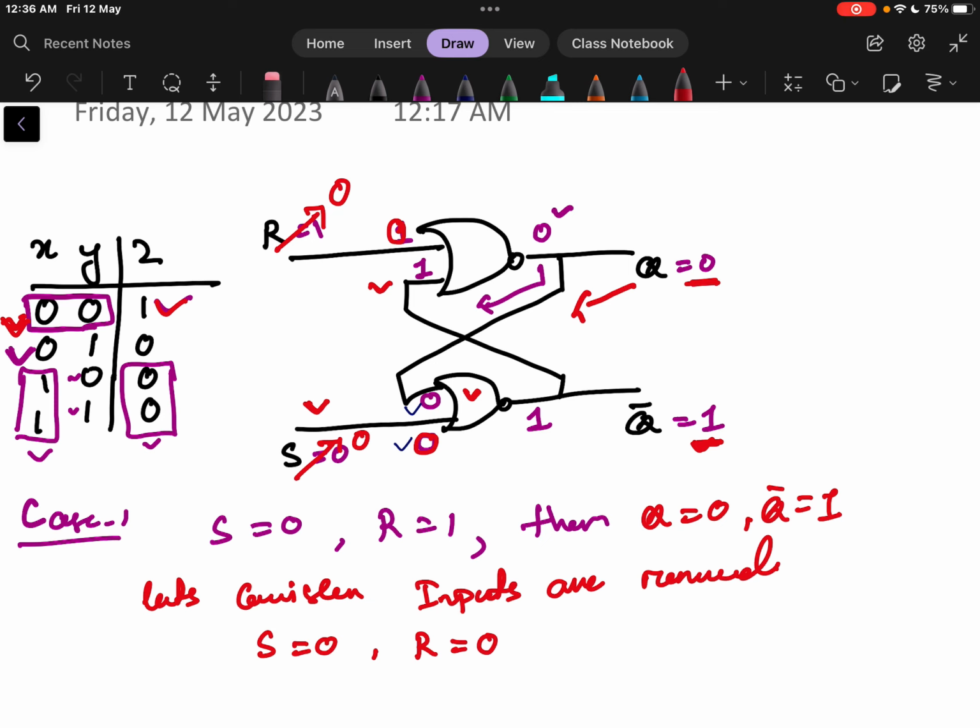So in the top NOR, what are the inputs now? 0 1 or 1 0, whatever you take. So 0 1 or 1 0, whatever the input is there, the output is equal to 0. That means this is equal to 0, fine.